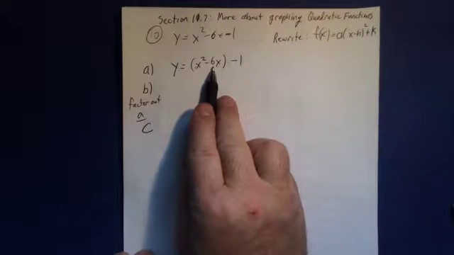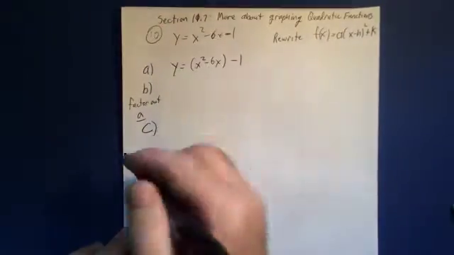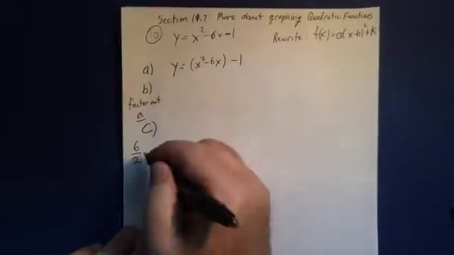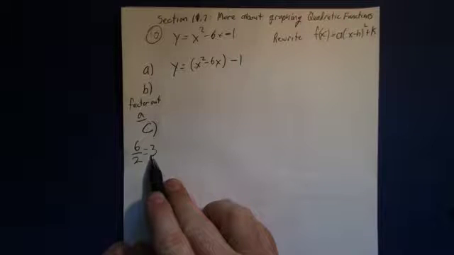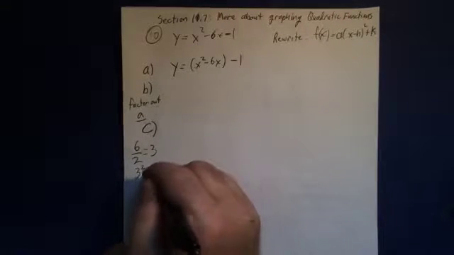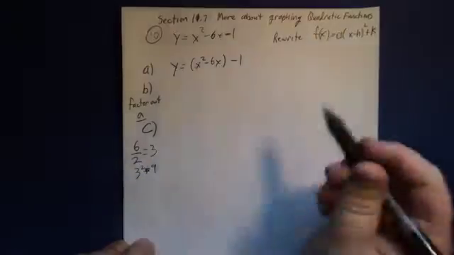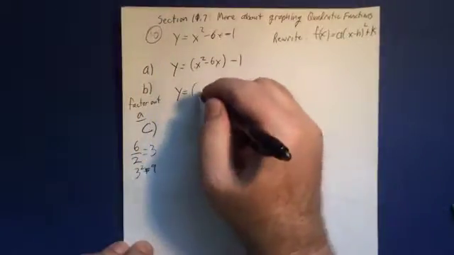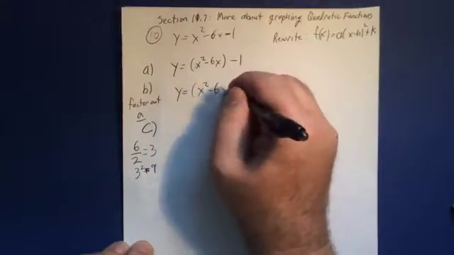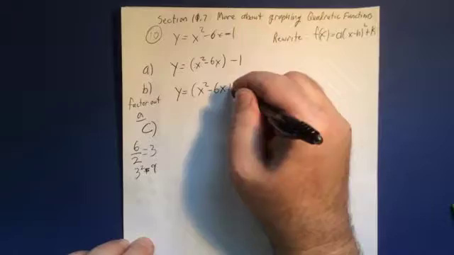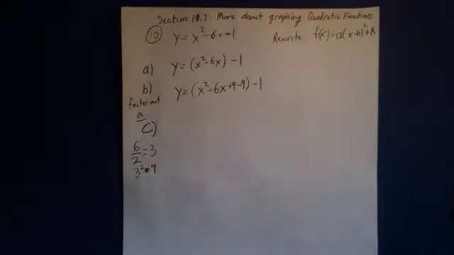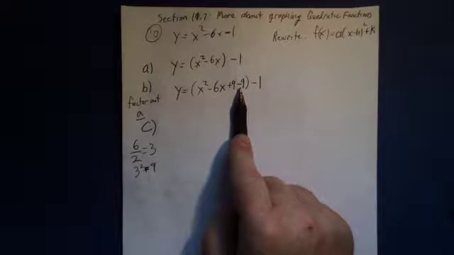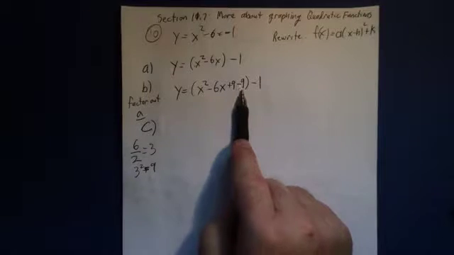Step C is I need to take half of this and square it. And watch how I'm going to add it. This is going to be a little different now. So I'm going to take 6, and I'm going to divide that by 2. That's going to equal 3. Now when I take 3 squared, that's going to equal 9. What I'm going to do, because I don't want to change the value of this, is I'm going to write this as x squared minus 6x plus 9 minus 9, then minus 1. So essentially by writing plus 9 and minus 9, I'm not changing the value because 9 minus 9 is 0.